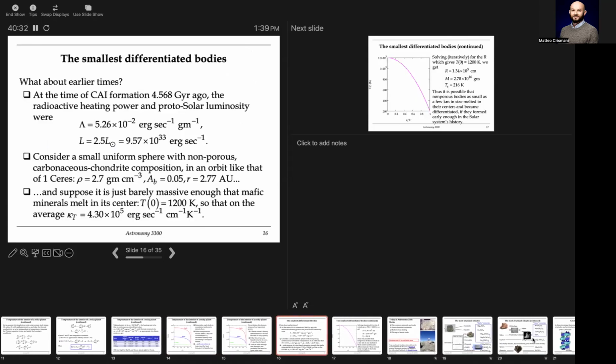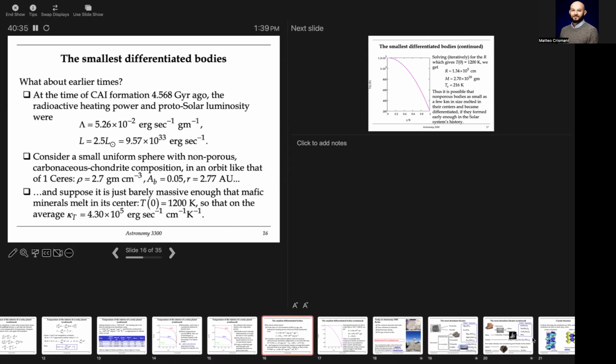Okay, so let's look at the earlier times. So at the time of calcium aluminum inclusion formation, this is like the oldest piece of rock that we've found, these calcium aluminum inclusions. So the radioactive heating power and the solar luminosity were these values. This just increases the solar luminosity by 2.5, and that's going to make the surface warmer. And over here, we're going to jack up the heating rate from radioactivity by about a factor of a million, right? So the interior is a million times hotter. The surface is about 2.5 times, perhaps.